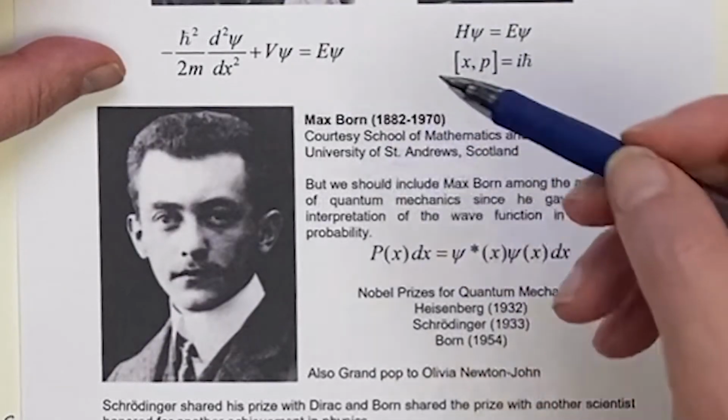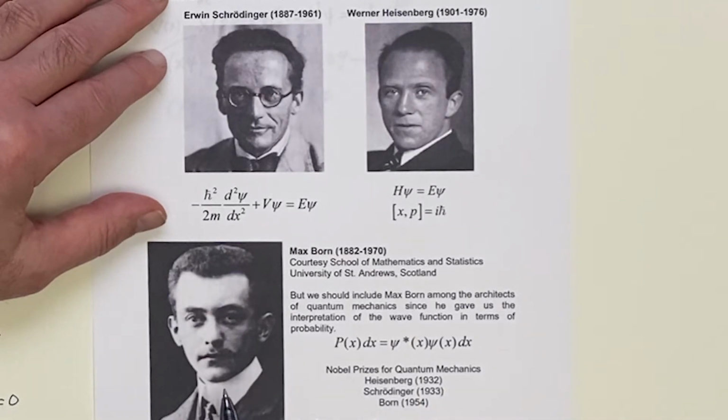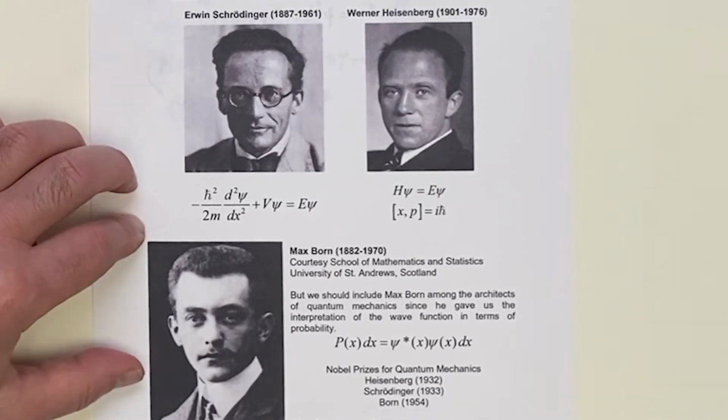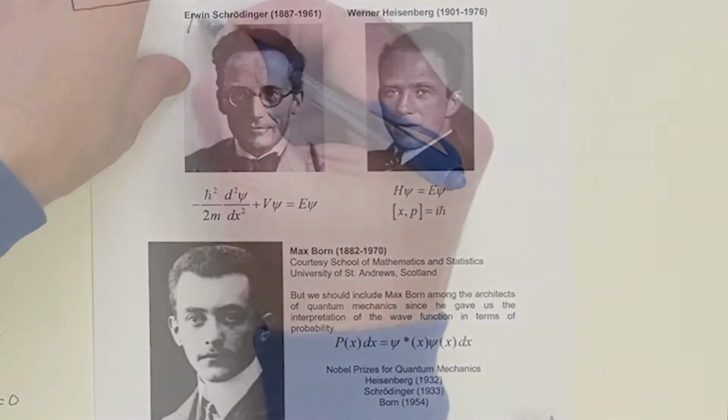Nobel Prizes were awarded to these three individuals, Heisenberg in '32, Schrodinger in '33, and Born in '54, for their work in quantum mechanics. Max Born's also grandpa to Olivia Newton-John. A little more detail on the prizes: Schrodinger shared his prize with Dirac, and Born shared his with another scientist that was honored for work in physics.